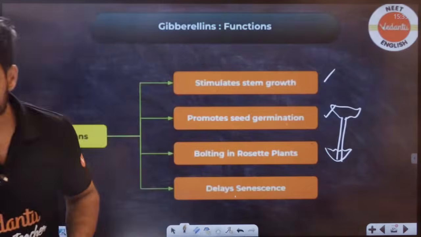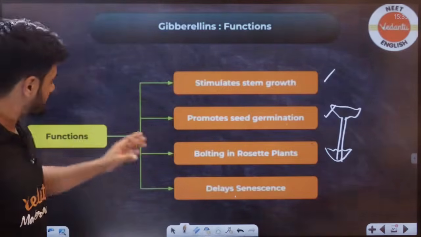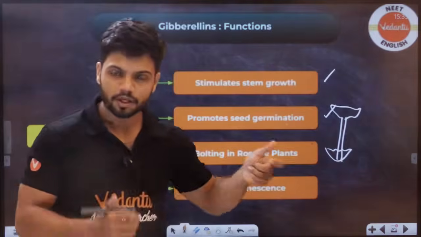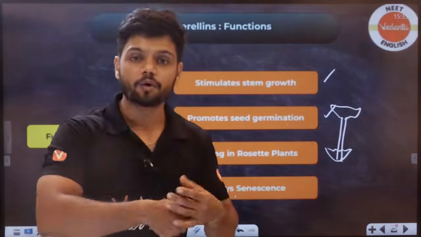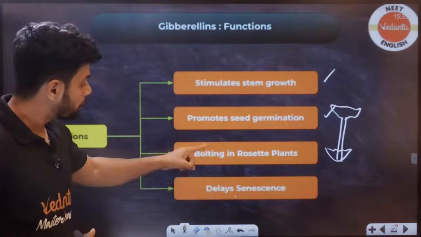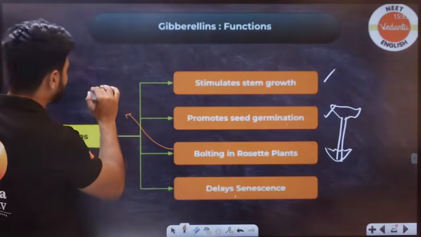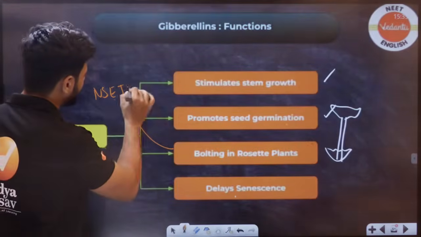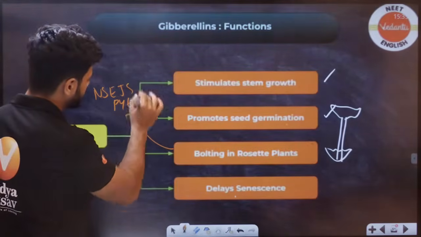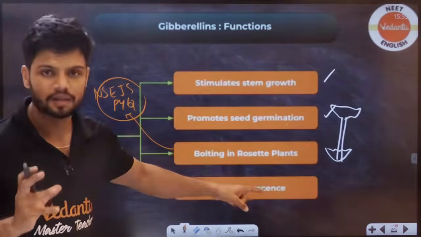Okay, now students, promote seed germination. If you add gibberellic acid to a seed, it will germinate, right? Promote seed germination. Bolting in rosette plants, this is your NSEJS PYQ, right? Now, what is a rosette of plants? First understand, students. What is a rosette of plants?